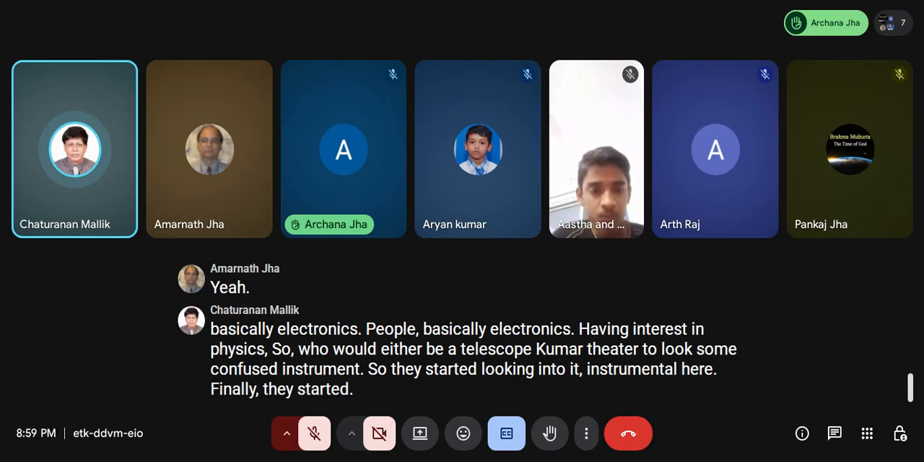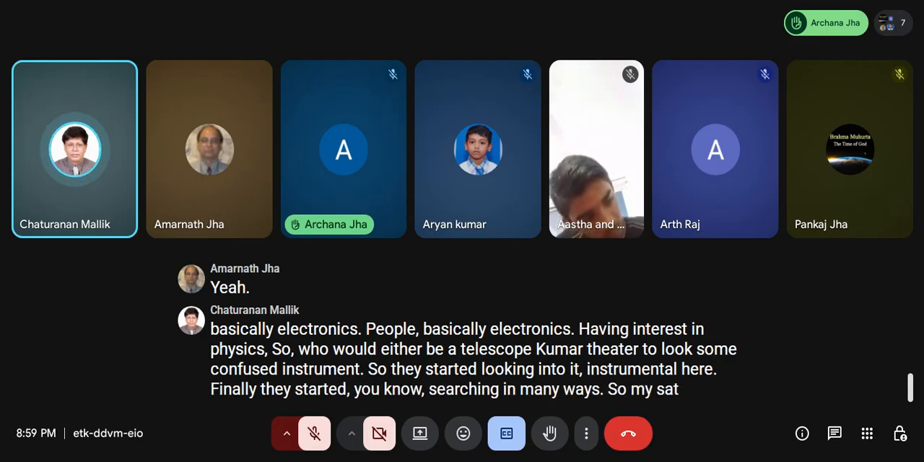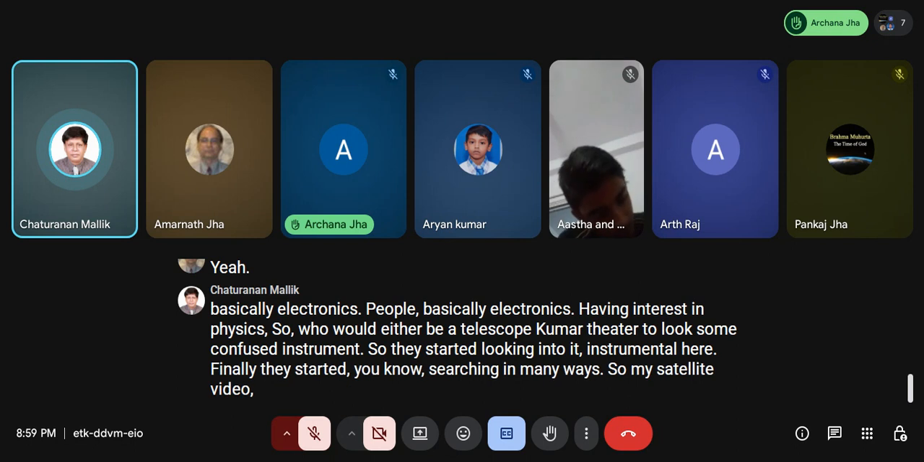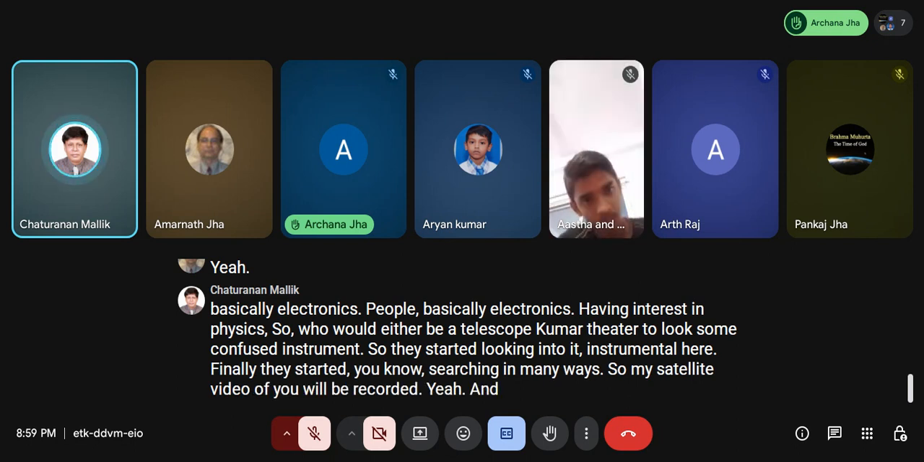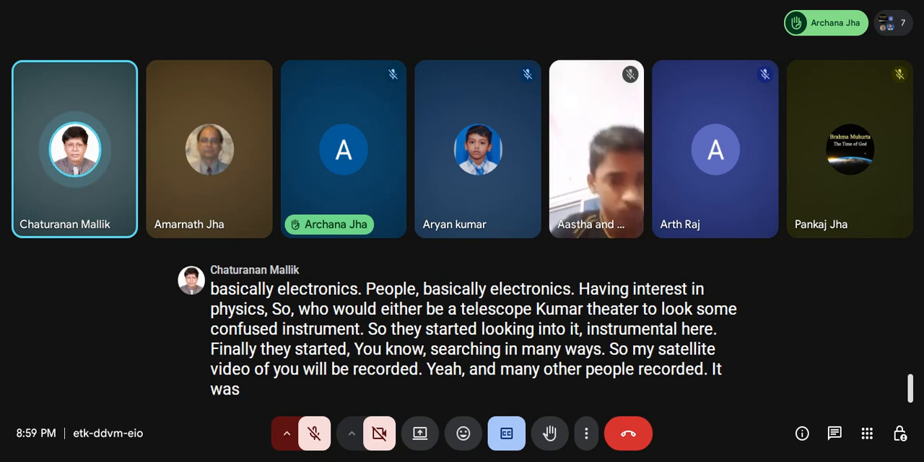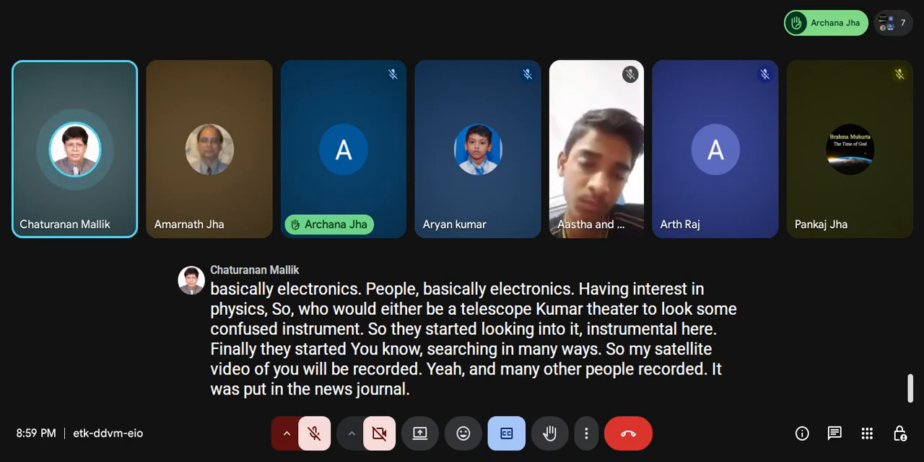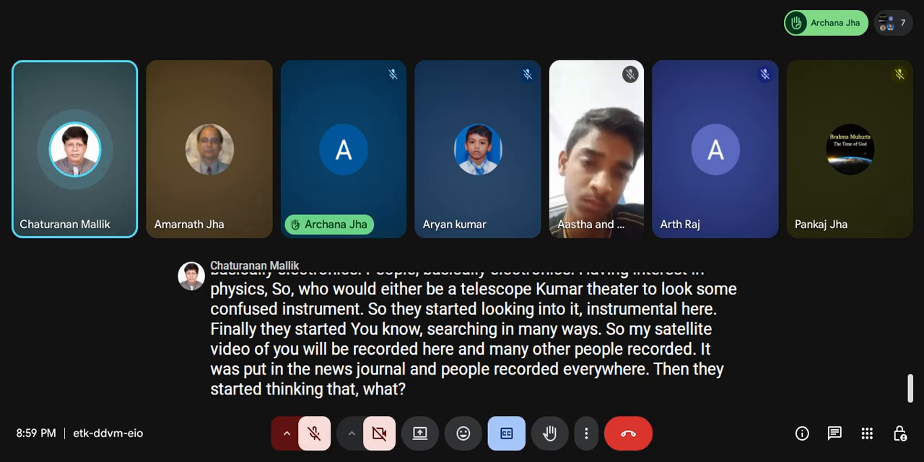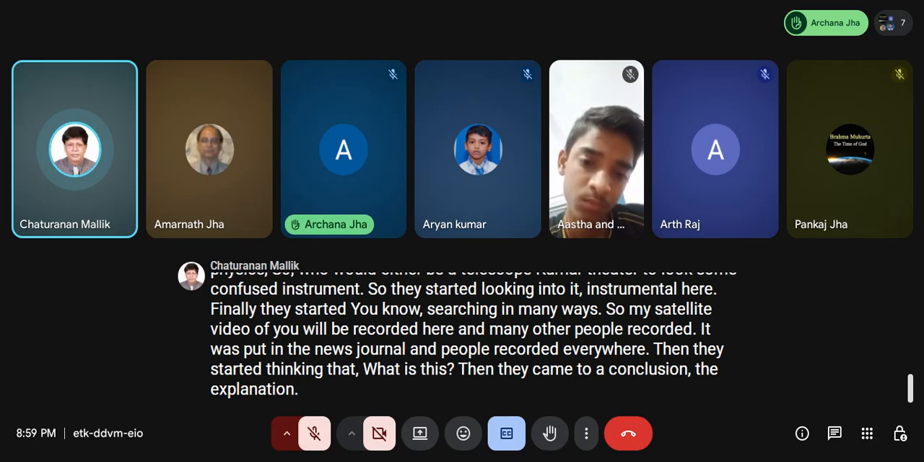Finally they started searching in many ways. The satellite that went up at that time also recorded it, and many other people recorded it. It was put in the news journal and people recorded it everywhere. Then they started thinking, what is this? Then they came to a conclusion. The explanation which was given is very, very interesting.